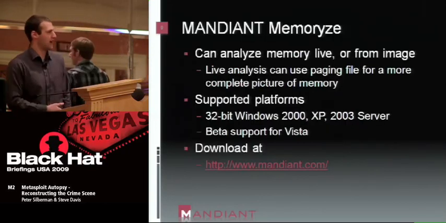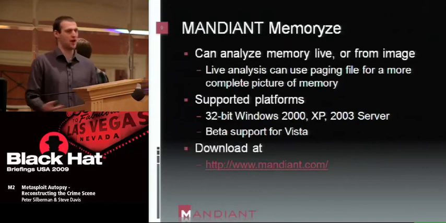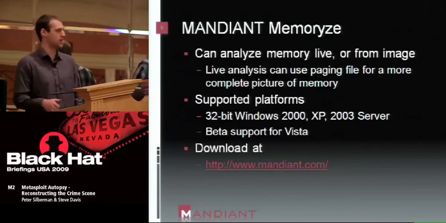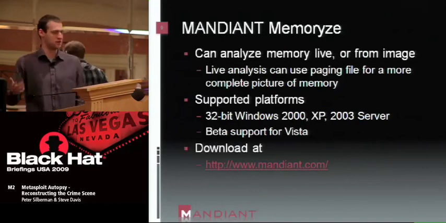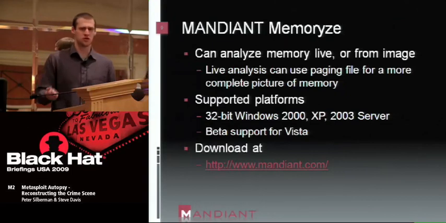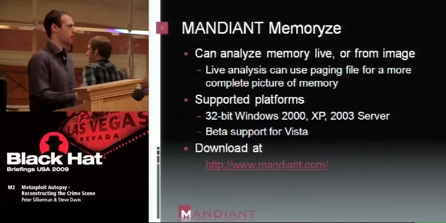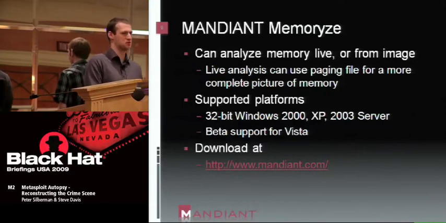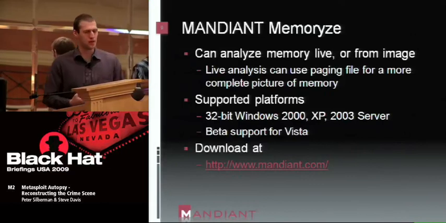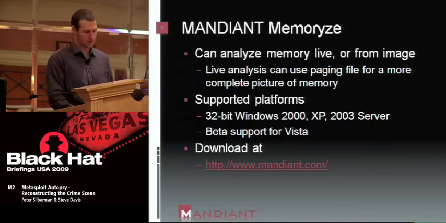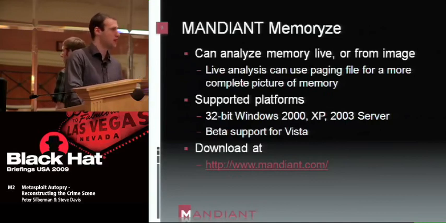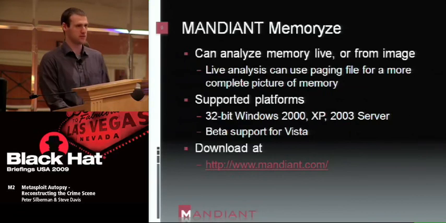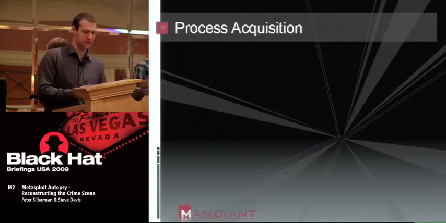Memoryze works on both a live system, which you'll actually see today, and on an image. We're going to demo on a live system because, again, live is more dangerous, a lot more fun to watch someone mess up on. If we're on a live system, we're going to use the paging file. So we're going to get a lot more information because when pages are put to disk, we can actually pull them back out. We support a plethora of platforms and are moving to 64-bit, and 64-bit will also be free. So you're just getting what we make, and you can download it at our website. So that's that. Let's talk about process acquisition.